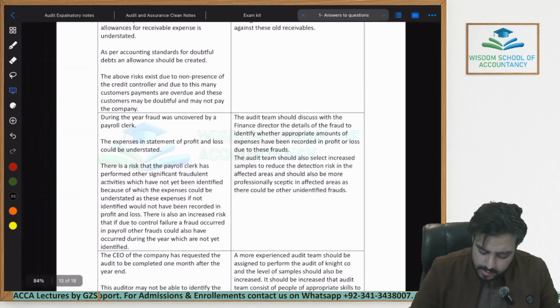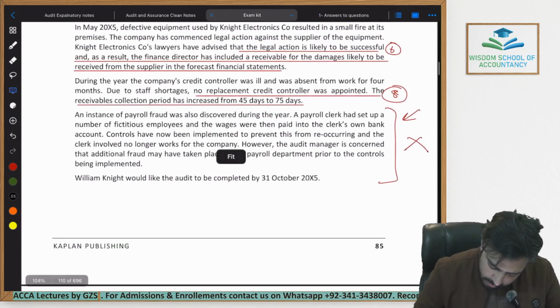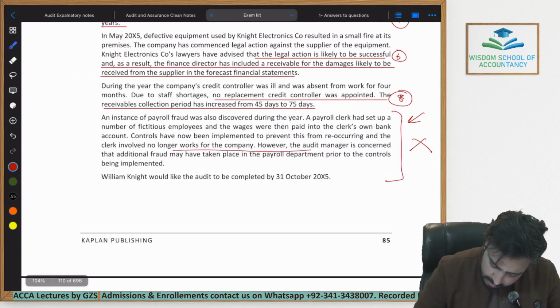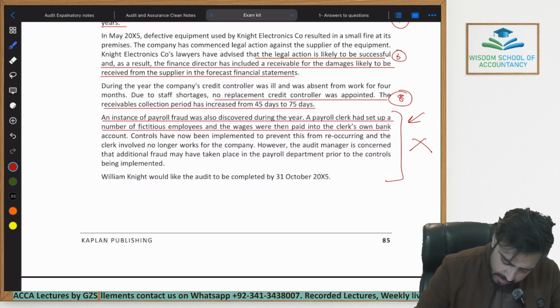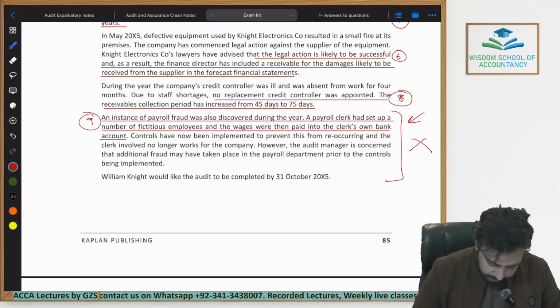So this was the ninth risk that we have identified from this specific scenario, which I believe is really good because we got one additional risk. This is the ninth number of risk.